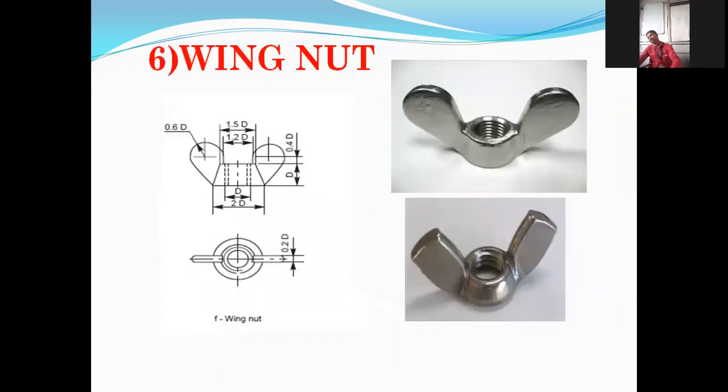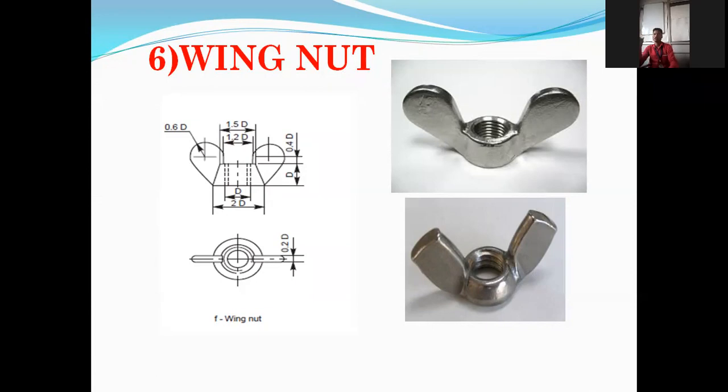Further, wing nut. What is a wing nut? In one sentence, we will tell what a wing nut is. Wing nut. It has projections on its periphery. Very good. It has projections on its periphery. What is special in the case of a wing nut? When do we have to use a wing nut? Who will tell? What is the wing nut's specialty?